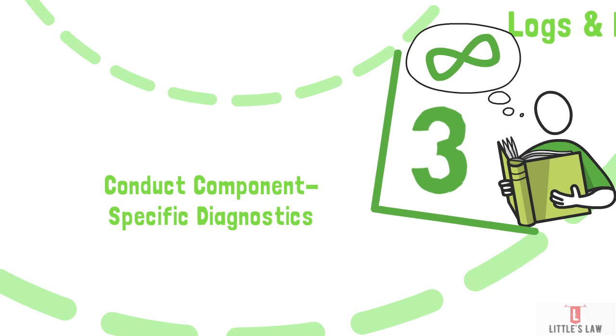So in the third step, we have to conduct component specific diagnostics. If it is a load balancer issue, we have to check if the load balancer is properly distributing traffic, and we have to look for high error rates, failed health checks, or any misconfigurations in the routing tables or in the routing rules.